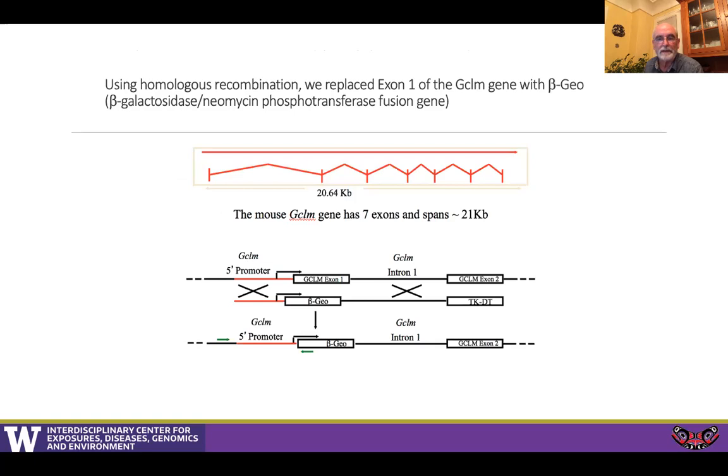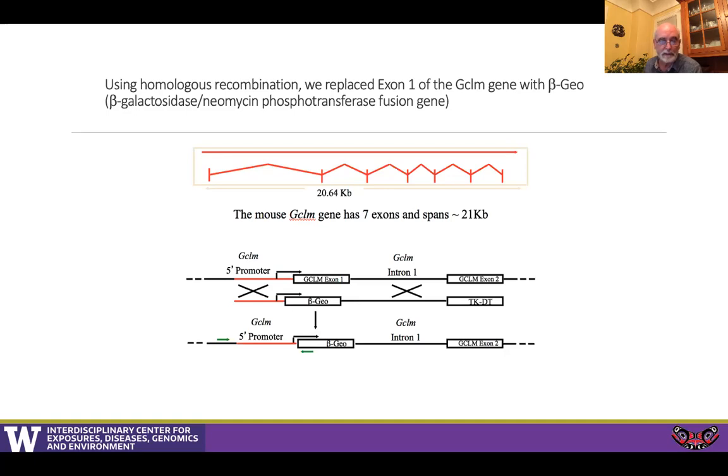Now, that mouse that I talked about has a very interesting genetic complement, and that is that we replaced exon 1 of the GCLM gene with the beta-galactosidase neomycin phosphotransferase fusion gene. And this allows us to actually assess the promoter activity of the GCLM gene, which signals its activation, signals an antioxidant response.